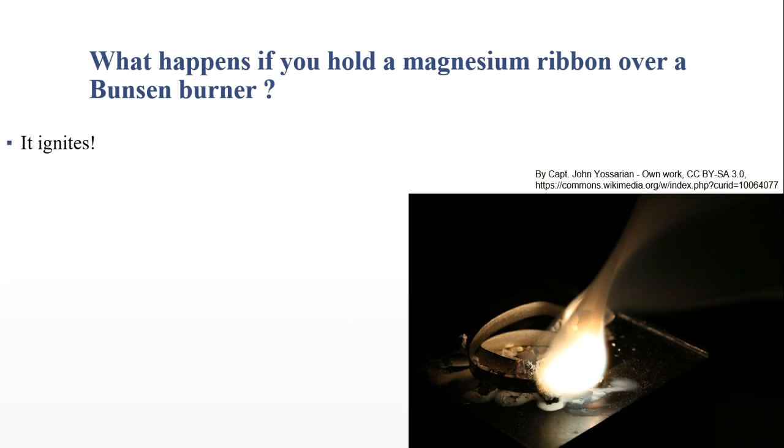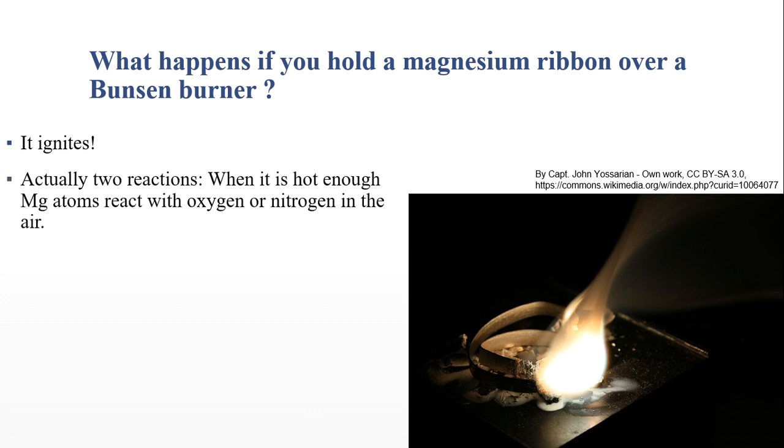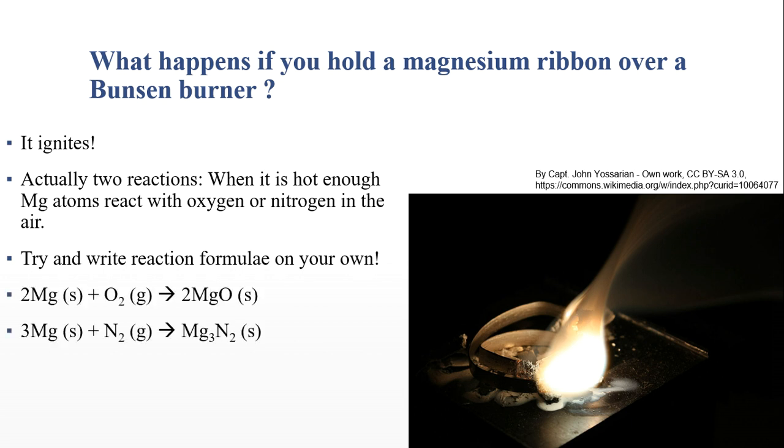So, if we ignite a magnesium ribbon like this, two reactions occur. When it's hot enough, magnesium atoms will react with oxygen in the air, oxygen gas, and nitrogen in the air, nitrogen gas. I'd like you to pause the video and try and write these reaction formulae on your own, and then I'll write both up for you. So here you have them. Are they balanced the same way that you got in your own notebook?